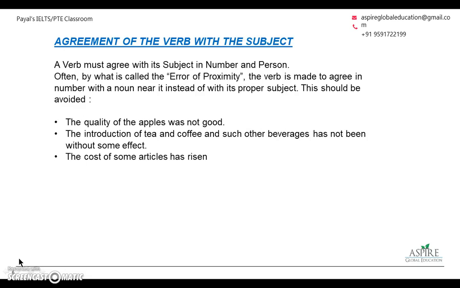Now let's look at the agreement of the verb with the subject. We have to ensure while making a sentence that a verb must agree with its subject in number and person. One of the biggest mistakes that people make is singular subject, singular verb, plural subject, and plural verb. So you have to be careful with that.